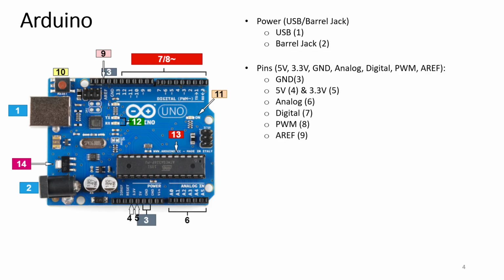The PWM. You may have noticed the tilde next to some of the digital pins: 3, 5, 6, 9, 10, and 11 on the Uno. These pins act as normal digital pins, but can also be used for something called pulse width modulation, PWM. The AREF, which stands for analog reference.